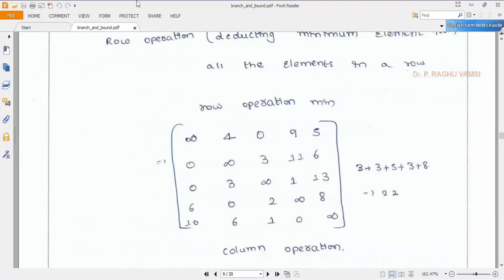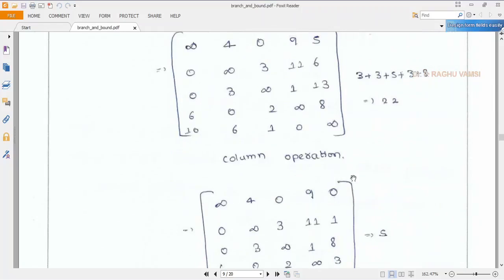After performing the row operation, that is, deducting the minimum element from the row, this is the resultant matrix. From the first row we have got 3, second row 3, third row 5, fourth row 3, and fifth row 8. If you sum up this minimum cost in each and every row, 3 plus 3 plus 5 plus 3 plus 8, it results in 22.